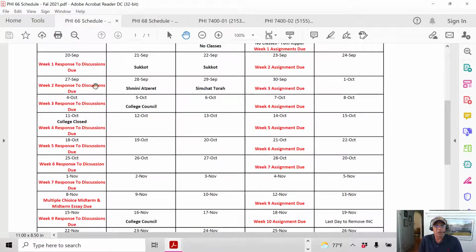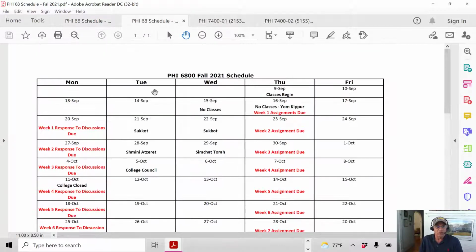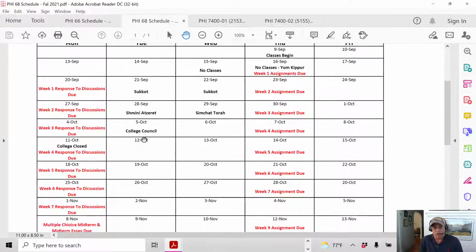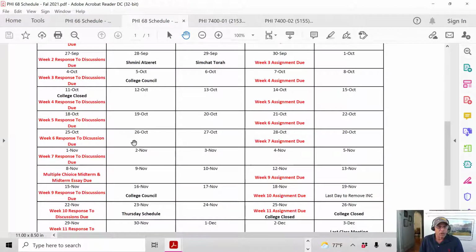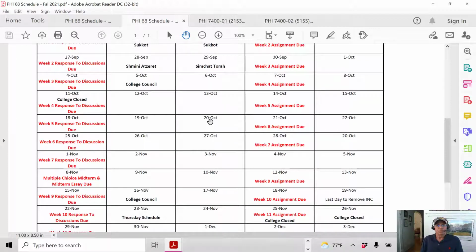And typically in my applied ethics courses, you're going to see the schedule will be identical. Philosophy 66 is criminal justice ethics. Philosophy 68, you're going to see, I just pulled it over. This is the last time, but you'll notice same date. The multiple choice midterm and the midterm essay are due the 8th of November, which means you're going to be doing it in your 8th week of the course. Okay? Same thing is going to be true.